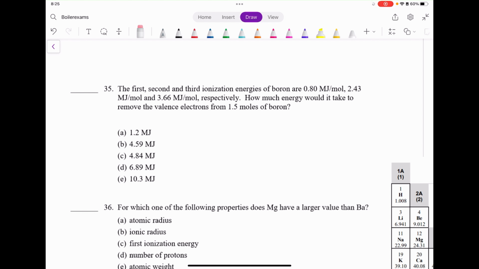35. The first, second, and third ionization energies of boron are those numbers, respectively. How much energy would it take to remove the valence electrons from 1.5 moles of boron? So they want to know how much energy it takes to remove all 3 valence electrons. This is summative, so I can just add these up. I can add up the energies it would take to remove 1 mole of all 3 of the electrons.